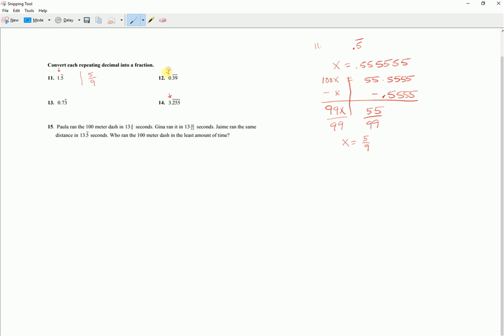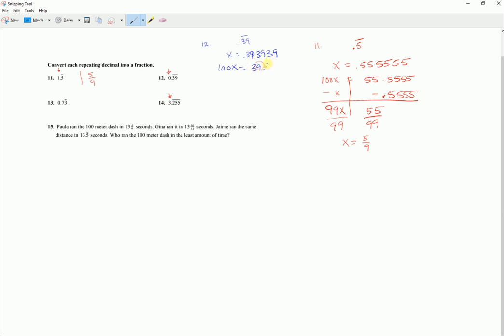For number 12, let's do a different color. Same idea, the 0 is just set aside. Won't really have to worry about it. But let's see if we can do 12 right here. We don't need a ton of space. It's 0.39 repeating, and so that means it's x equals 0.39, 39, 39, and 39 goes on forever in that pattern. I'll times it by 100, both sides.